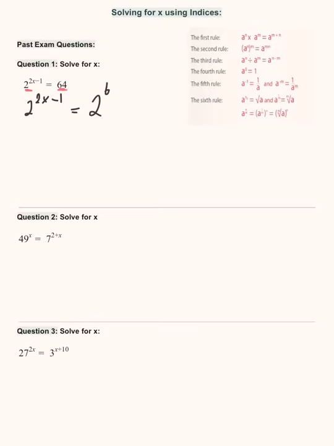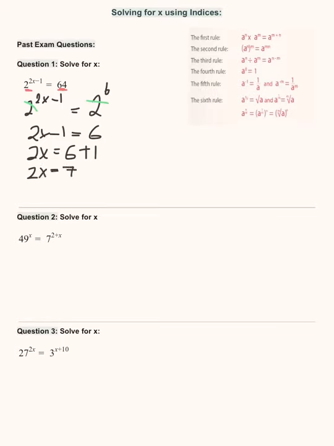The reason that helps is once we have our bases matching, we can drop our bases and let our powers equal each other. So now we've got 2x minus 1 equals 6. So we've got now a linear equation that we can solve. So again, getting all x's to one side, numbers to the other. So 2x equals 6, and that minus 1 when it moves over turns into a plus 1. So I've got 2x equals 7.